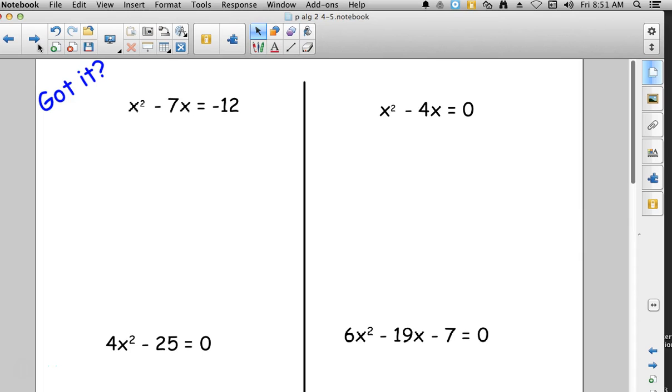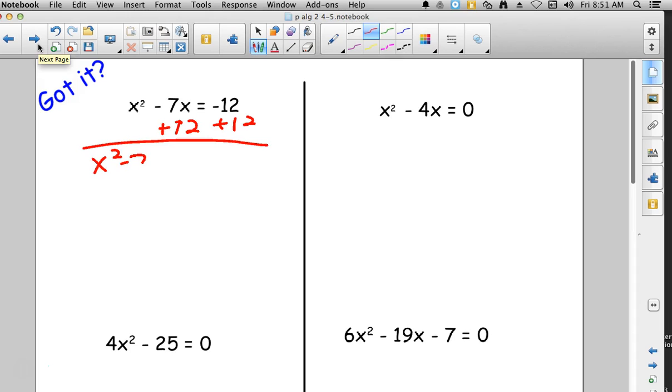X squared minus 7x equals negative 12. Is that ready for factoring? What's wrong with it? Gotta have a 0. Let's add the 12. All right. You see any numbers we can pull out of all of that? Okay, is that a perfect square trinomial? No, 12 is not a perfect square.